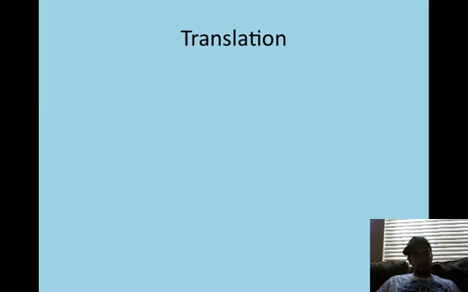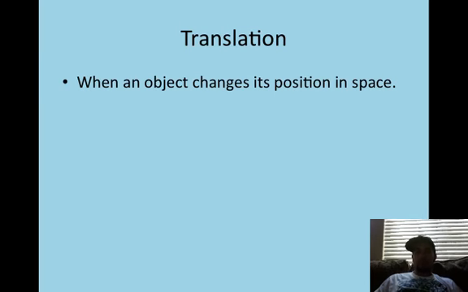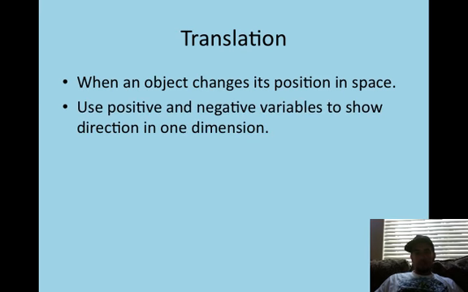Translation of an object means to literally change its position in space. It can be in 3 dimensions, 2 dimensions, 1 dimension. We're going to start off with things in 1 dimension, and then we'll work our way up, because I know you guys are pretty nifty with the calculus and such. So, in 1 dimension, we use positive and negative variables to show something going forward and something going back.